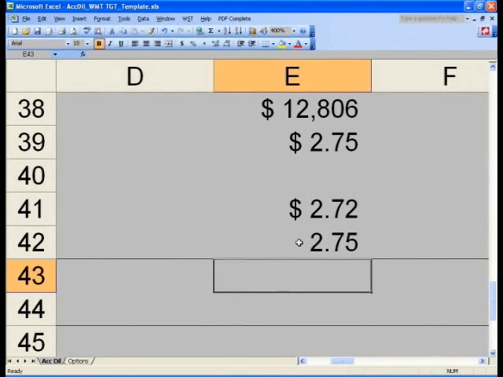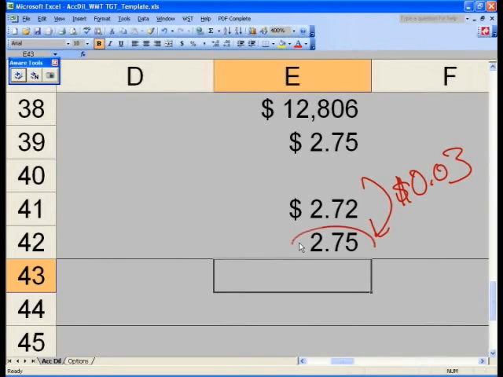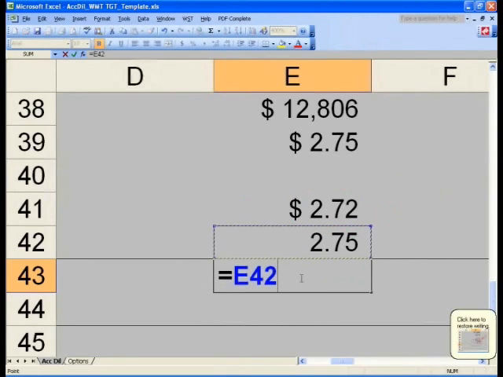E43 will say, let's calculate our dollar accretion. In this case, one can clearly see that we are 3 cents accretive. Accretive will have a positive sign. If it was negative, it would be dilutive. So clearly you would take this 275 minus the 272. So let's go ahead and do that. E43 will say equals E42 minus E41.